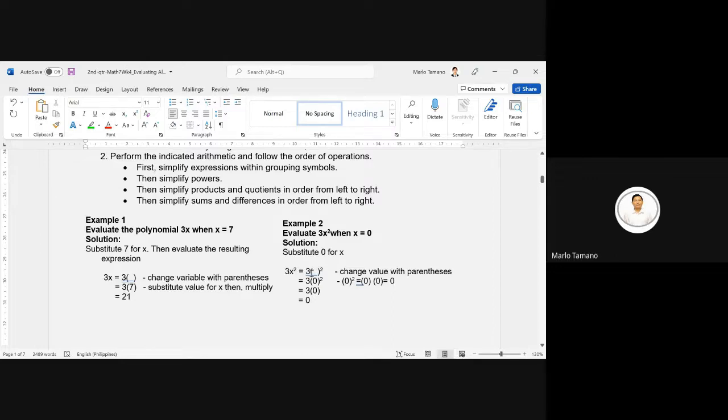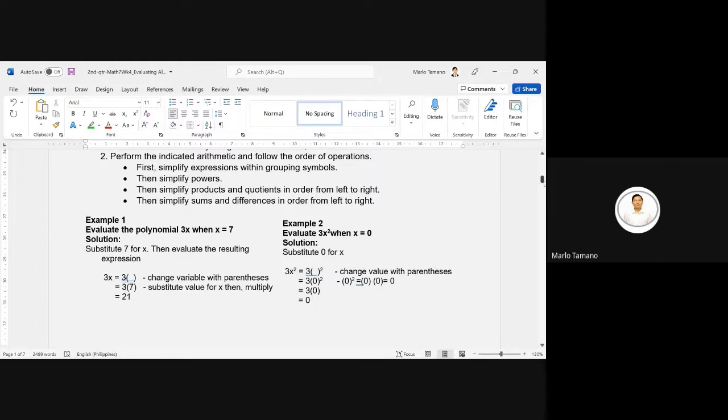So, parenthesis po ang ginamit natin para sa symbol of multiplication. Then, you write the 0 sa ilalim. Second step: 3 times 0 squared. Kapag may square po, isusunod ninyo iyan na gagawin.